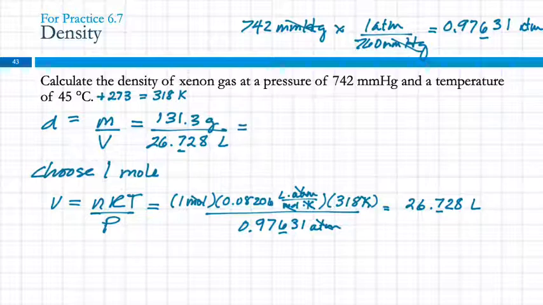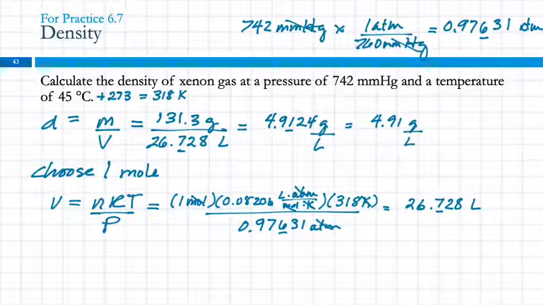So I plug that into my density equation. I end up with 4.9124 grams per liter. 4.91 grams per liter. The density of a gas will change when you change the pressure or the temperature, because it can expand and contract. Its mass doesn't change, but its volume changes, and so its density can change.